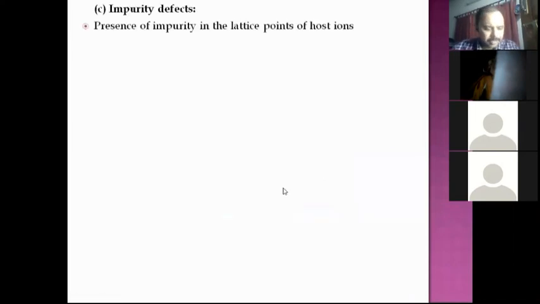Now we'll take up the next, the last one, impurity defect. The name itself suggests the presence of certain impurities in the lattice. That's all. So in some cases, when one solid is added with another impurity and heated, some host ions can be replaced by impurity ions. In such cases, impurity defect will be obtained. So presence of impurity in the lattice points of the host ions is what induces the impurity defect.